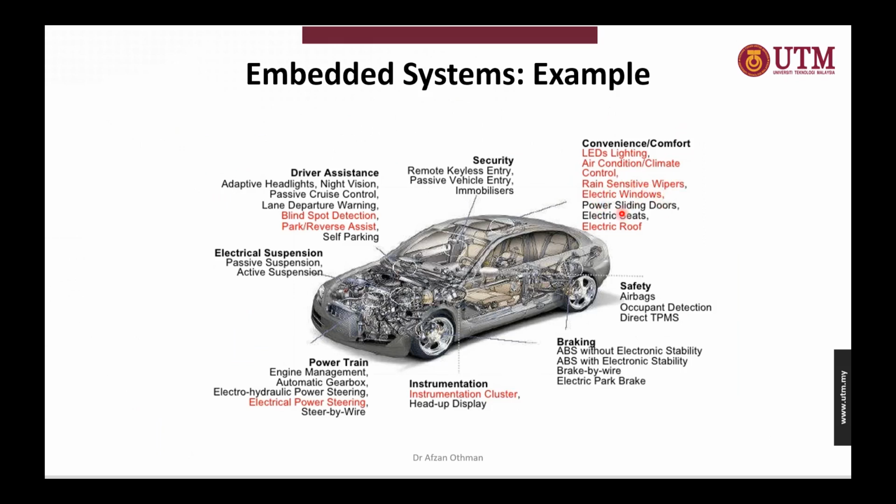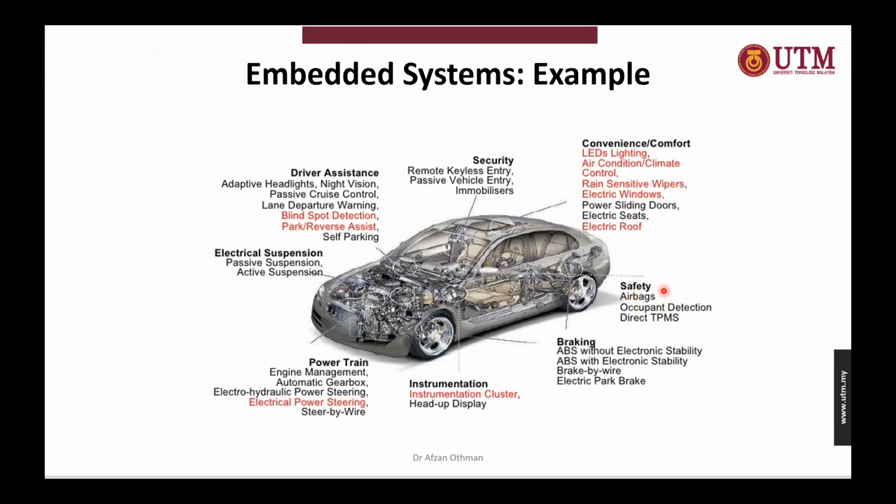Then we have the electric window. This is another embedded system, used to open and close the window. Previously, we used mechanical parts here, where you rolled up and rolled down to open and close the window. Now we only need to press one button, and the window will go up and down easily, right? And then in terms of safety, there is one embedded system we call the airbag. The airbag system is one of the embedded systems inside the car, and it is used for safety reasons.